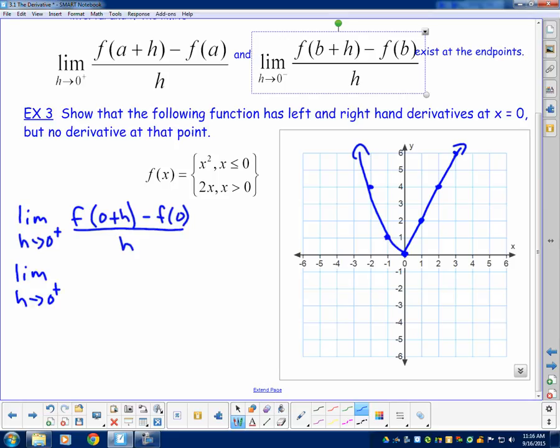If I'm approaching 0 from the right, which function am I actually on? I'm on 2x's function. So I'm going to use 2x as my function as I evaluate this limit. Okay? Because I am on 2x's function as I'm approaching from the right. So it would look like this. 2 times 0 plus h minus 0 over h.